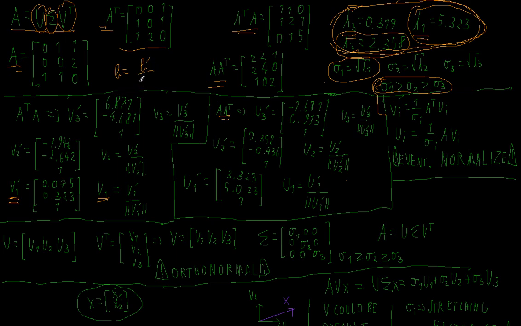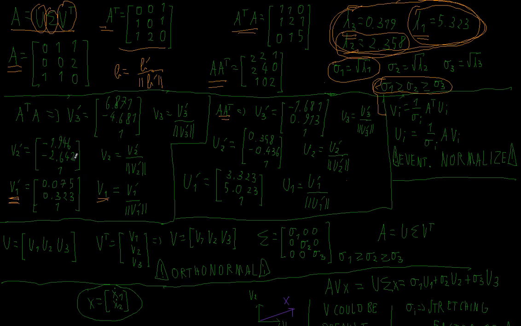and you divide by its norm, its length. So you divide in this case by the square root of 0.075 squared plus 0.323 squared plus 1 squared.